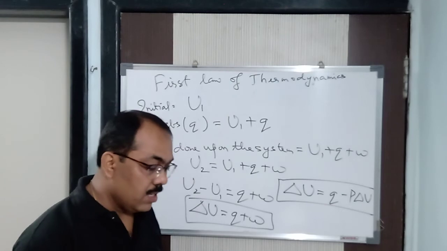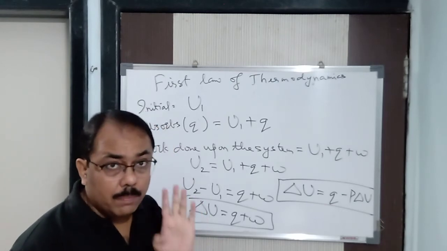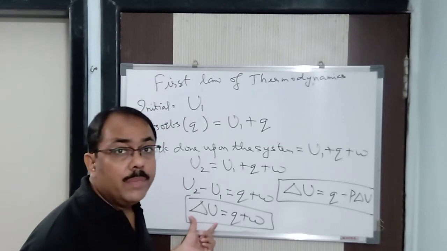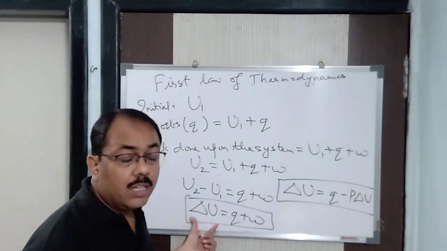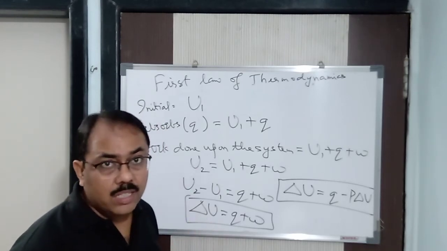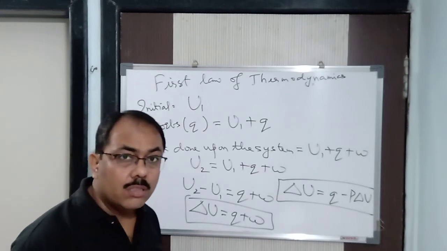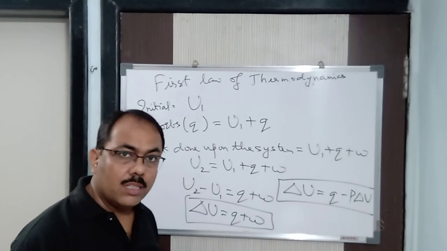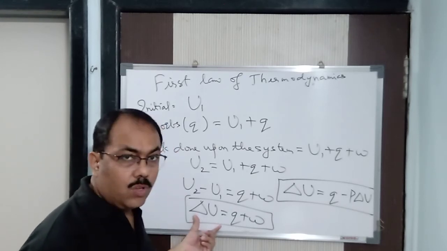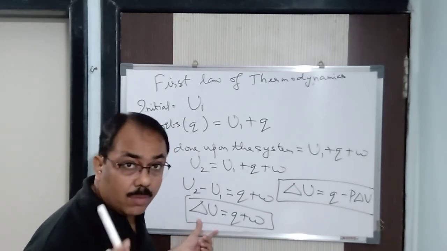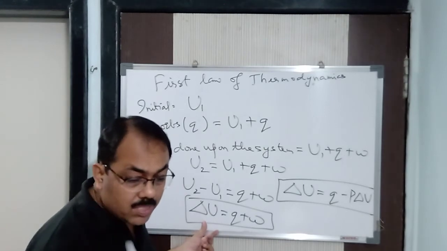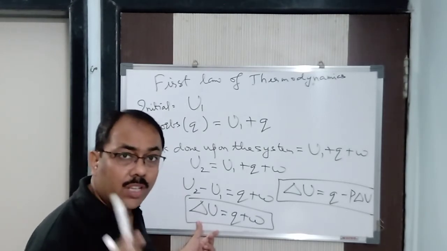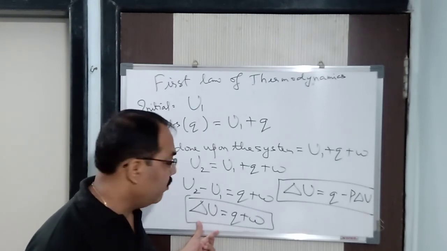Again I repeat, in case of an isothermal process, I've told you earlier also, delta U will be 0. The temperature remains constant, so why would the internal energy change? Because internal energy depends upon temperature. So delta U will be 0. This will be used in numericals. Listen to my word very carefully, it's very important.